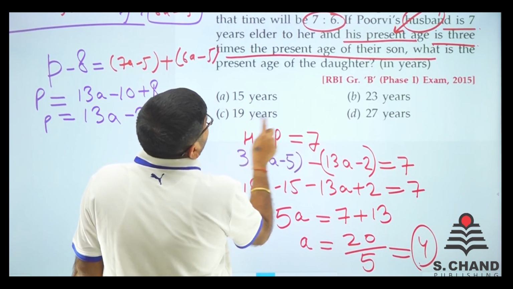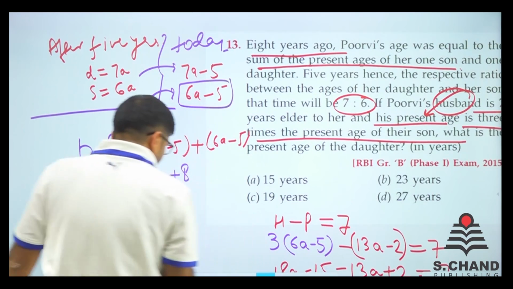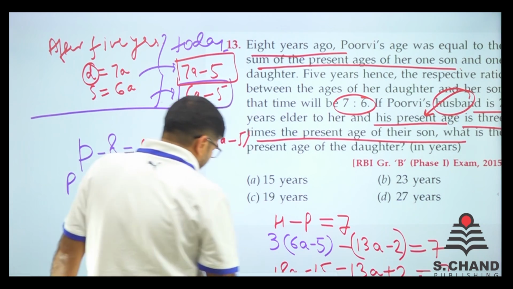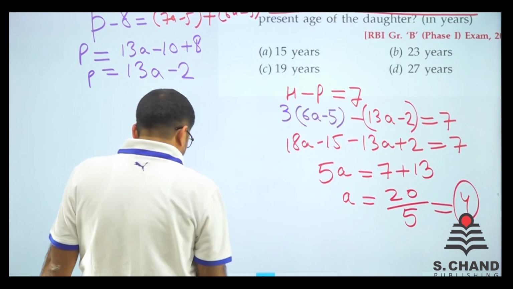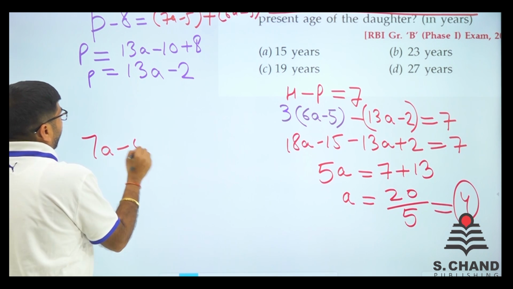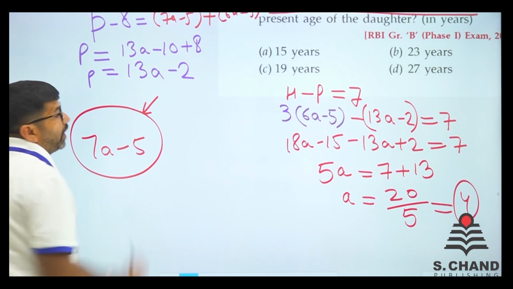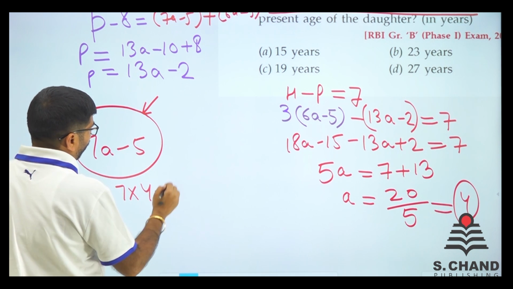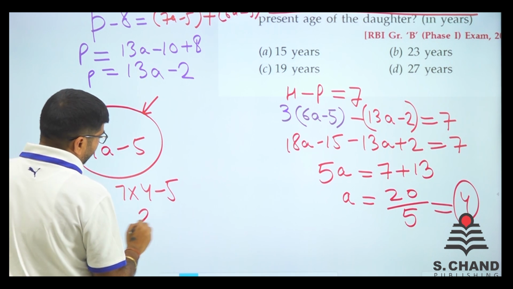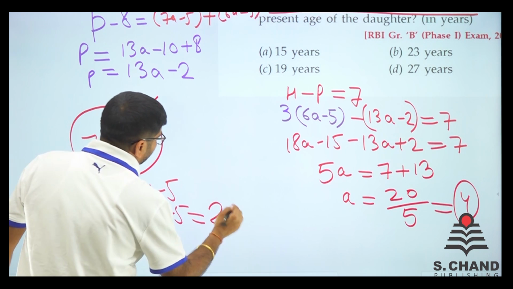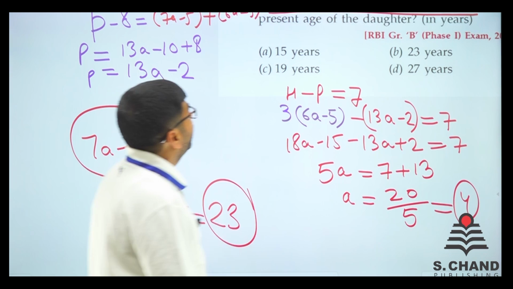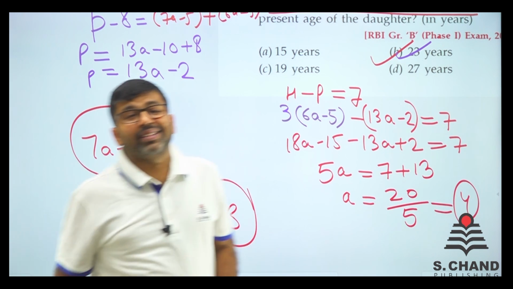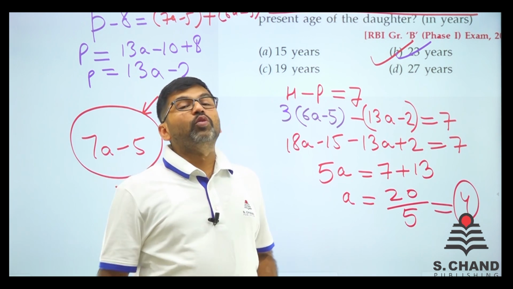Question is present age of daughter, right? Daughter's present age is 7a minus 5. That is what we need to find out, right? 7 into a, a is 4. So 7 into 4 minus 5. 7 into 4, 28. Minus 5 is 23. So present age of daughter is 23. Is there any option? Yes, there is an option. So RBI Grade B exam is cracked now. Okay, so let's move on to the next question.